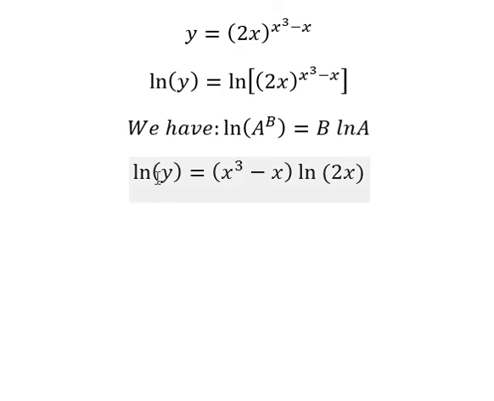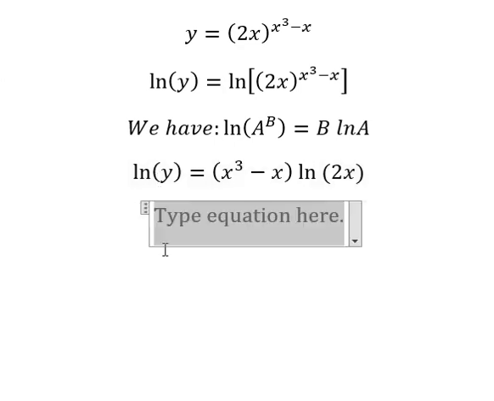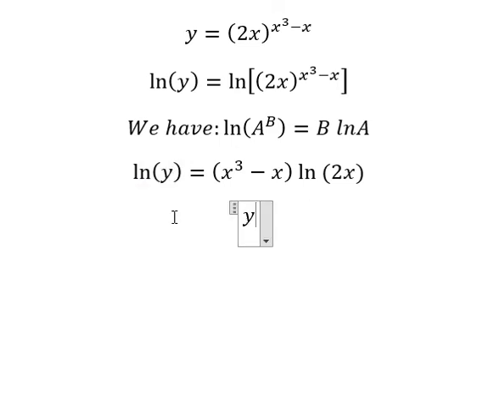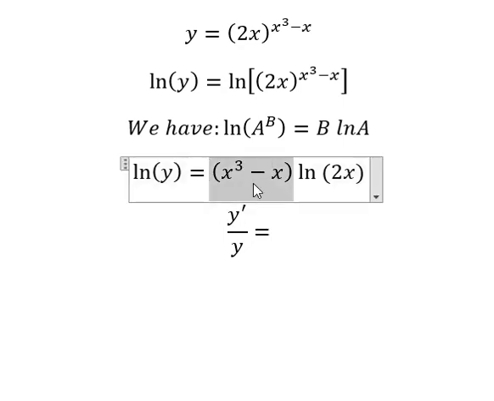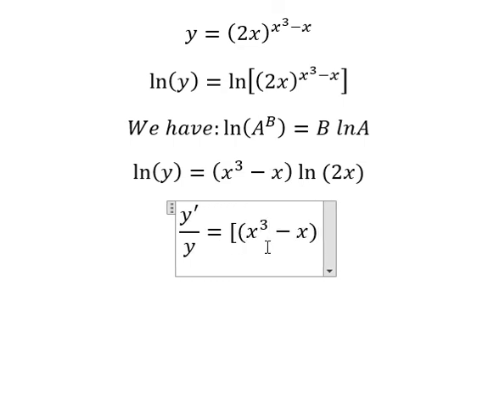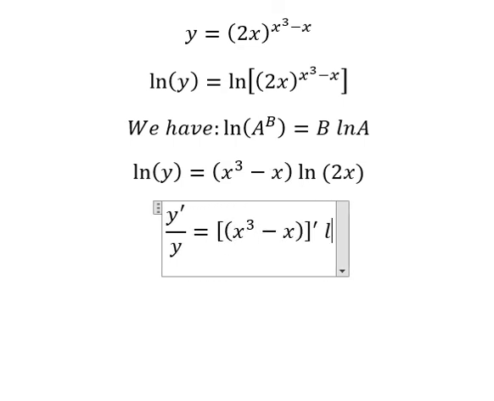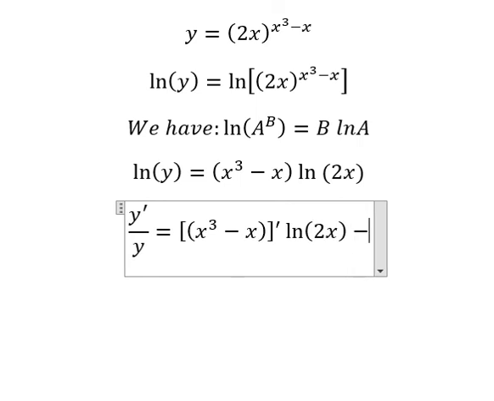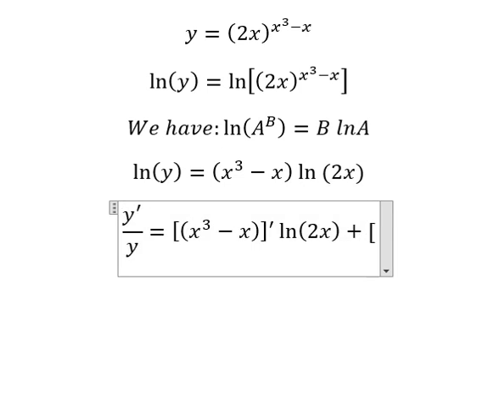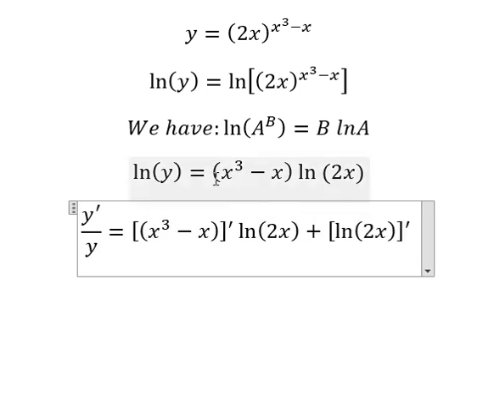Next, we need to take the derivative of both sides. First, the derivative of ln y: you get the derivative of y over y. Then, for this one, we need to take the derivative of this part, multiplied by ln of 2s. After that, we take the derivative of this part, multiplied by this one.